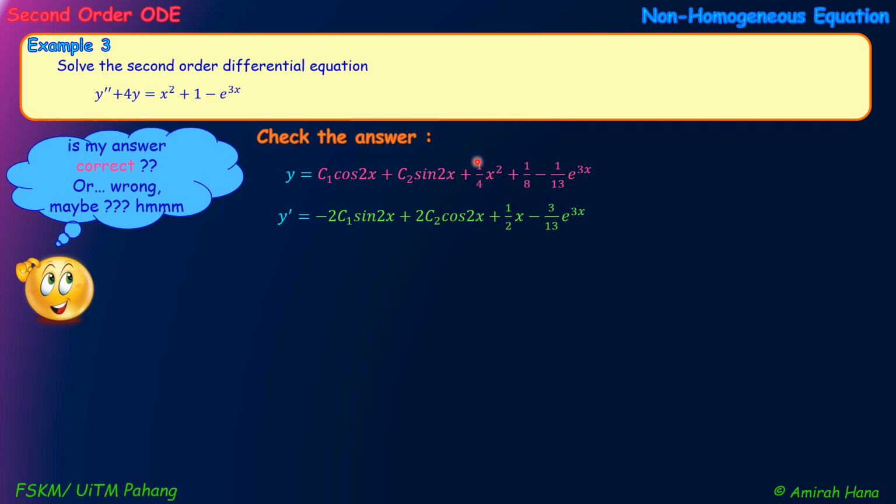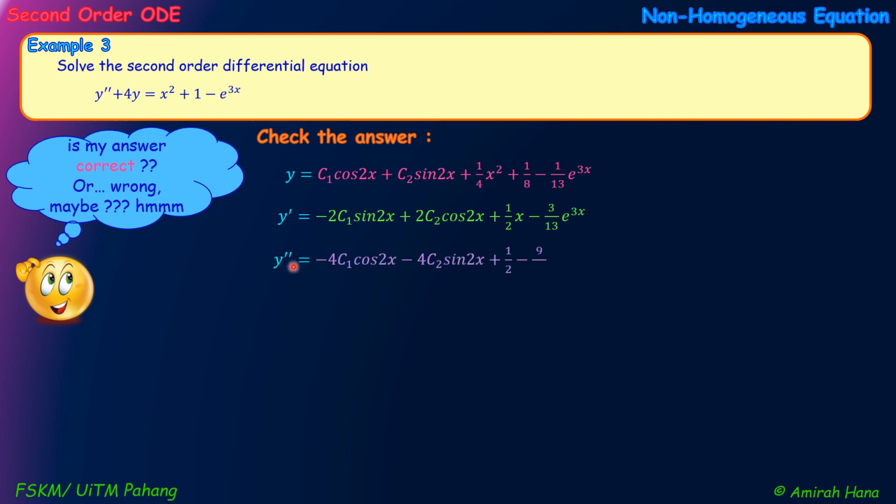Okay, and then we differentiate 1 over 4 x squared using the power rule. We just bring 2 in front here, so we can simplify with denominator 4, so we get 1 over 2 x. And then differentiate 1 over 8 is constant, so 0, no need to write. And then we differentiate negative 1 over 13 e to the power of 3x. We still have constant negative 1 over 13. And then when we differentiate e to the power of 3x, we get e to the power of 3x, and then times 3. So 3 times negative 1 over 13, we can write 3 in numerator here.